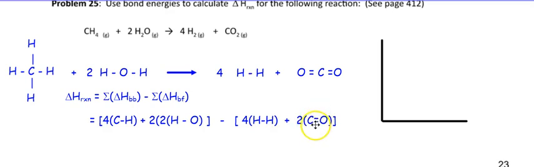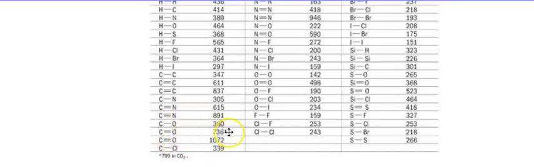If you recall, if you go back to the prior page, let's do that real quick. If you look here, you'll see that a C double bond O is 736, but there's a little asterisk here. What does that mean? It's 799 if you have carbon dioxide. That's why drawing a structural formula is very important. So how do you know if you have a single bond O, C double bond O, C triple bond O? Draw the Lewis structure to know what kind of bonds you have, okay?